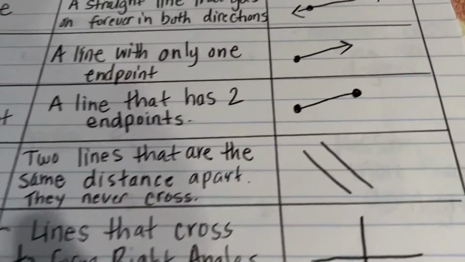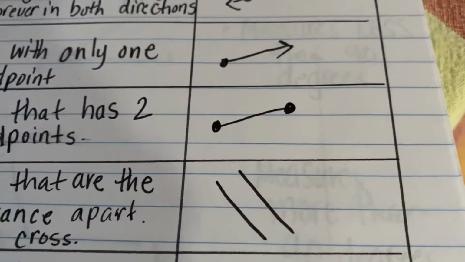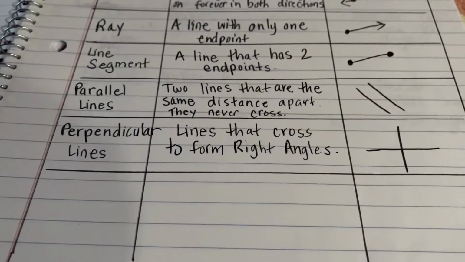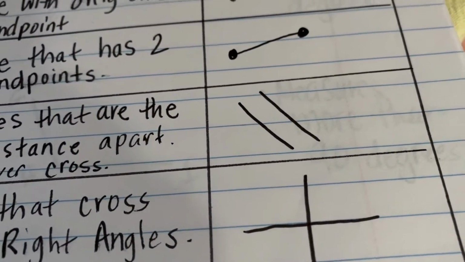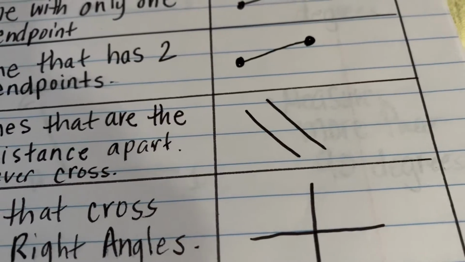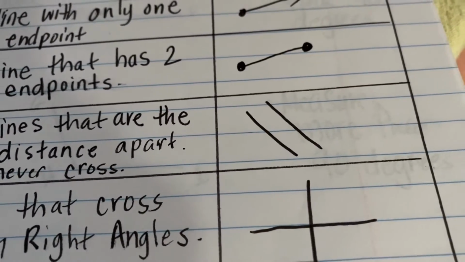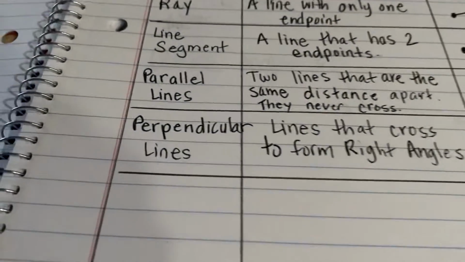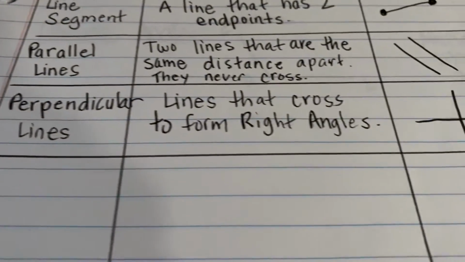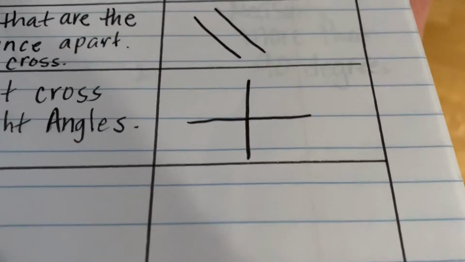And we talked about a line segment. Remember, a line segment is a line that has two endpoints. And parallel lines are lines that are right next to each other, and they go on, and they always stay the same distance apart. So you can think about a railroad track. And the last one we talked about is perpendicular lines, lines that cross to make right angles, okay? So you guys have this in your notebooks.